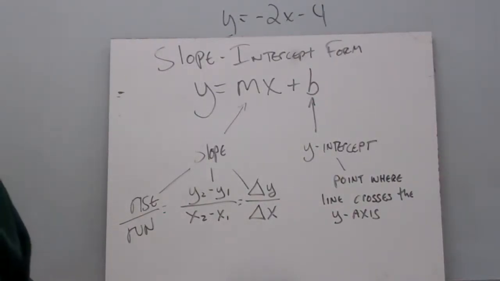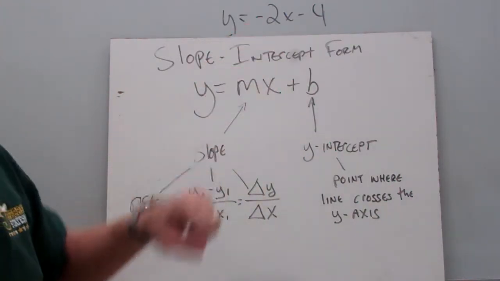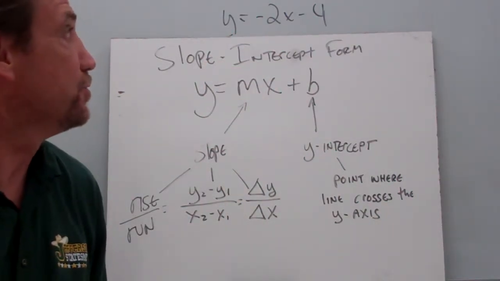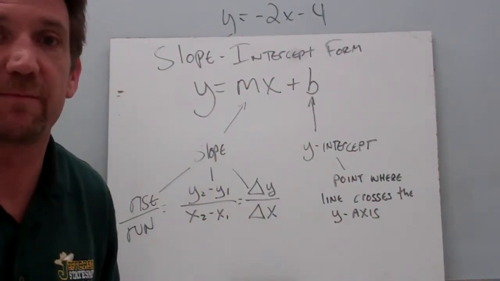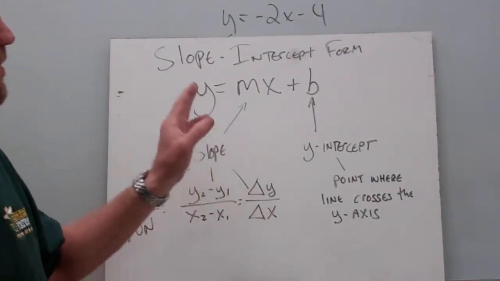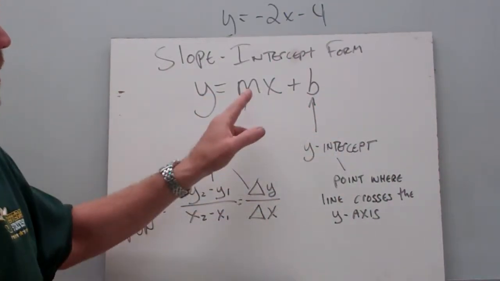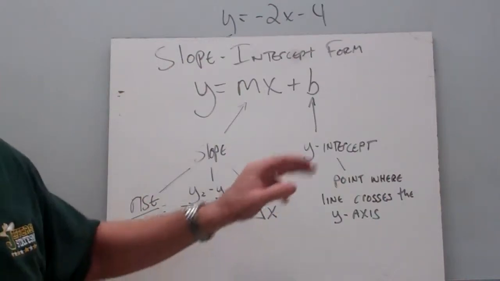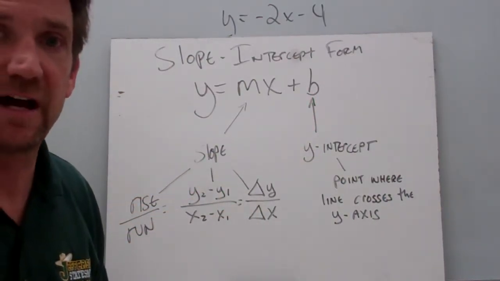Okay, we're going to quickly review slope-intercept form of a linear equation. Here I wrote an equation, y equals negative 2x minus 4. That equation is written in slope-intercept form. You may recall slope-intercept form is y equals mx plus b, where m is the slope and b is the y-intercept. Okay, let's quickly define those terms again.